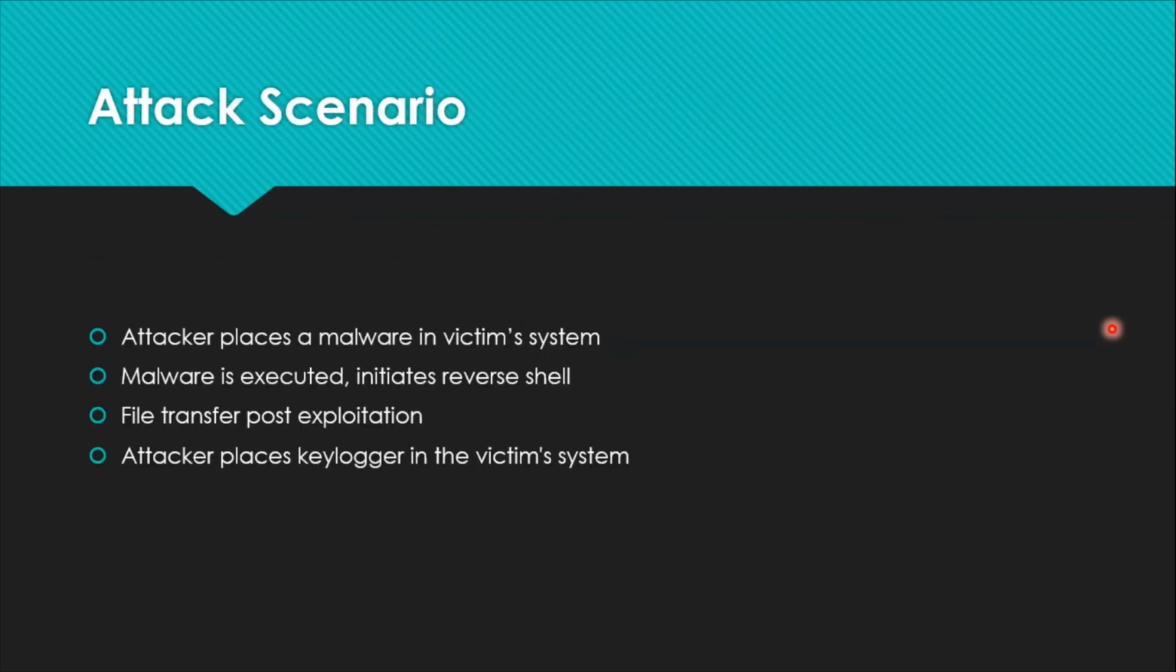Okay, then the attack scenario that we will be implementing in our demonstration is: first, the attacker places a malware in the victim system. The malware is executed. It initiates a reverse shell connection with the attacker's system. Then we will have file transfer post exploitation. So after initial access, the attacker then will try to download and transfer the different malwares, binaries, and scripts to proceed with his attack. And finally, the main objective of the attacker in this scenario will be to place a keylogger in the victim's system.